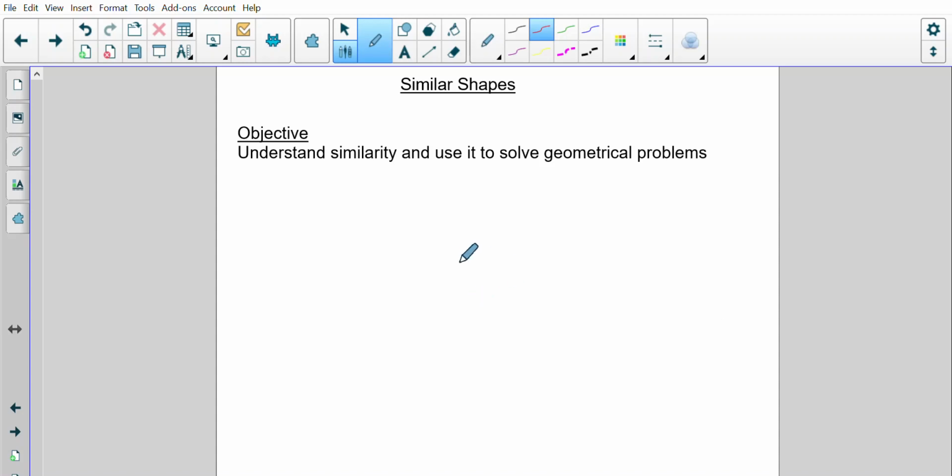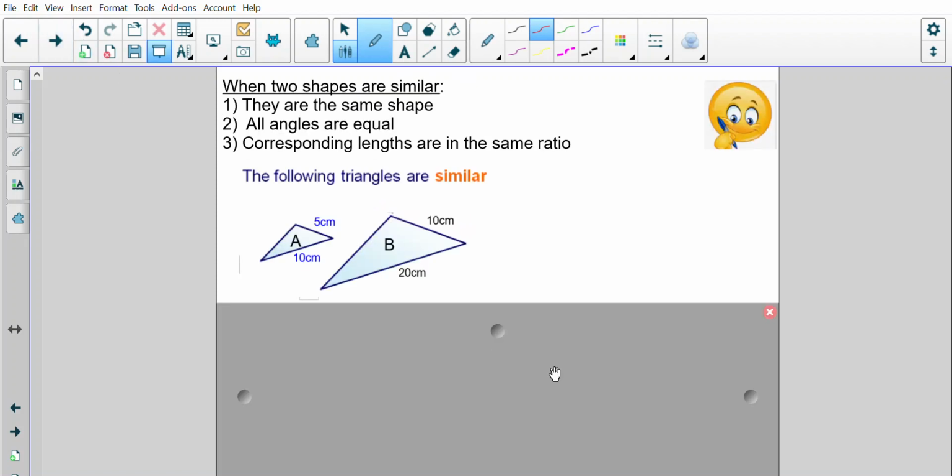In this video, we're going to look at similarity in 2D shapes. When two shapes are similar, they are the same shape, and all angles are equal. We say that corresponding lengths are in the same ratio. Let's look at exactly what that means.